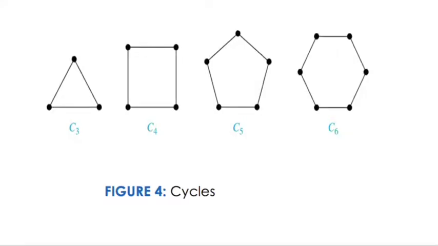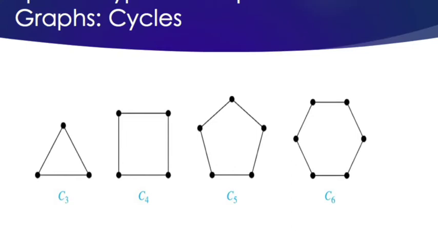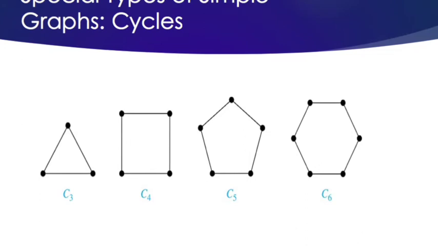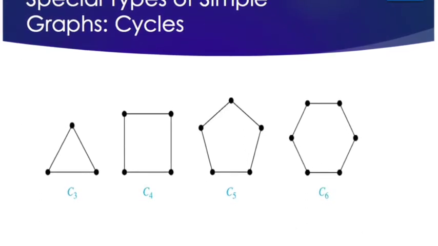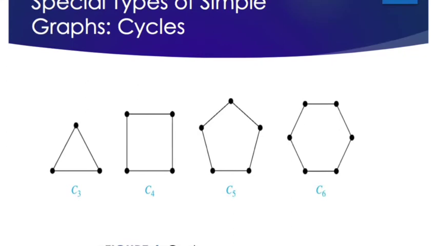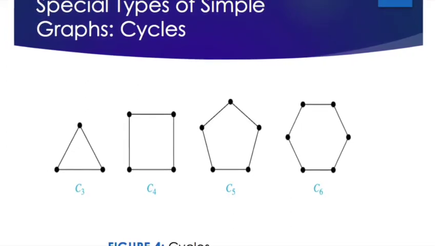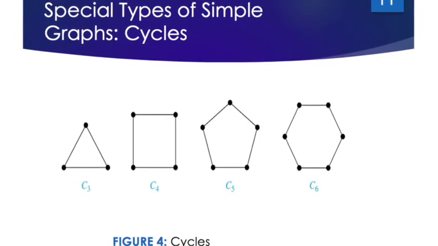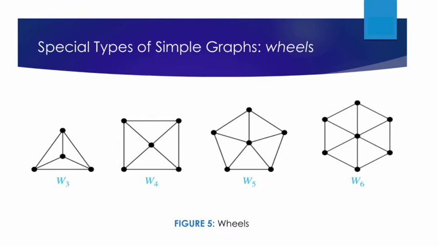Other special types of simple graphs are called cycles and wheels. A cycle C_n, for n greater than or equal to 3, consists of n vertices, going from v1 up to vn, where the edges connect v1 with v2, and so on, then v(n-1) is connected to vn, and then vn is connected to v1. A wheel W_n is obtained by adding an additional vertex to the cycle C_n for all n greater than or equal to 3 and connecting this new vertex to each of the n vertices in C_n by a new edge.